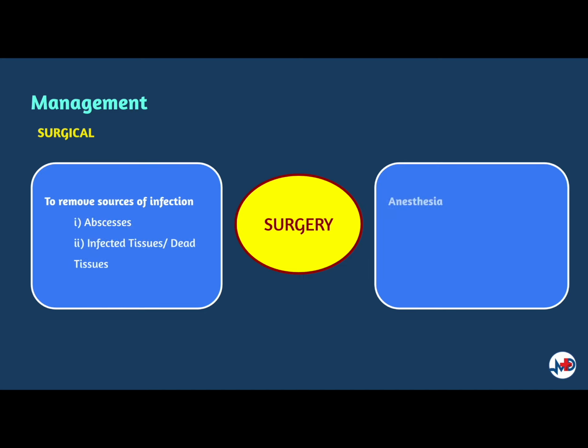Sepsis may need surgery. Surgery may be needed to remove sources of infection such as collections of pus, infected tissue, or dead tissues such as gangrenous tissues.